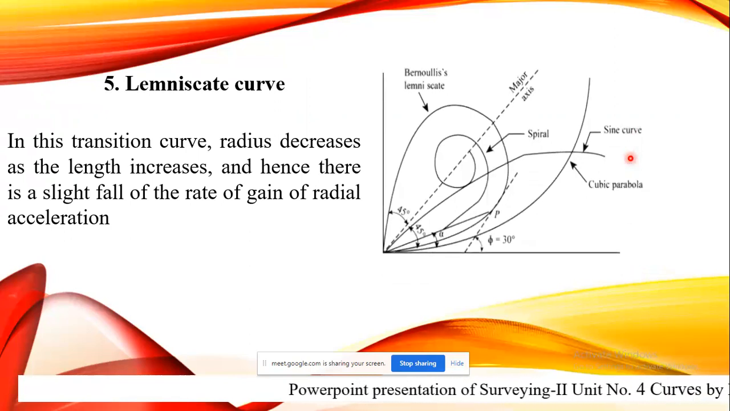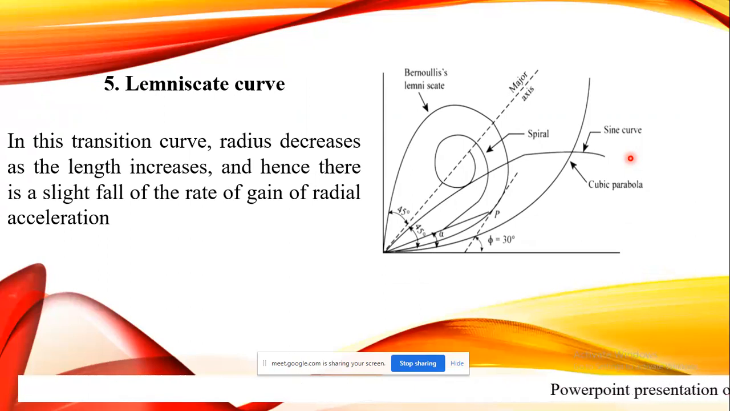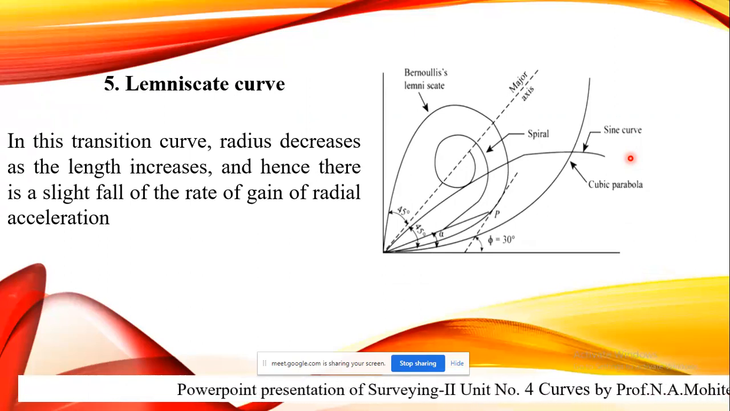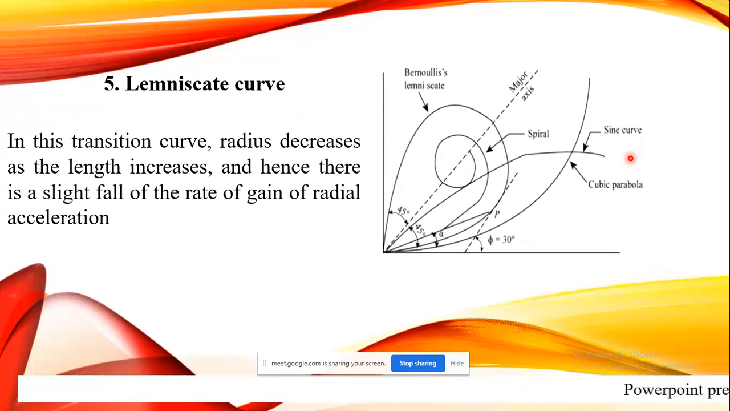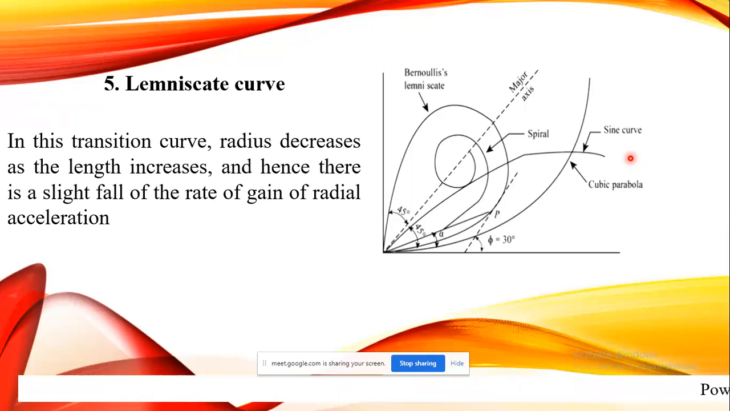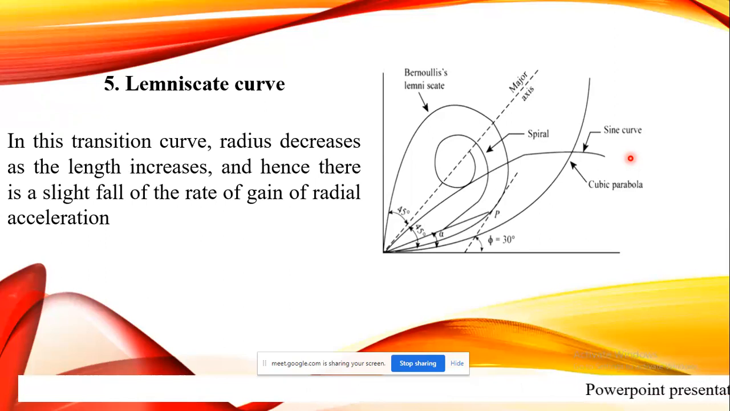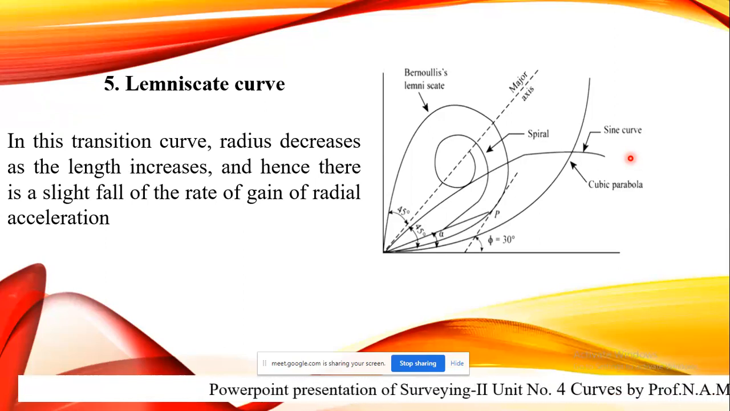The last type of curve is the lemniscate curve. This is also one type of transition curve, in which the radius decreases as the length increases, and hence there is a slight fall in the rate of gain of radial acceleration. The lemniscate curve is similar to a transition curve and is generally adopted in city roads where the deflection angle is large. So whenever there is a larger deflection angle, such a lemniscate curve is adopted or provided.